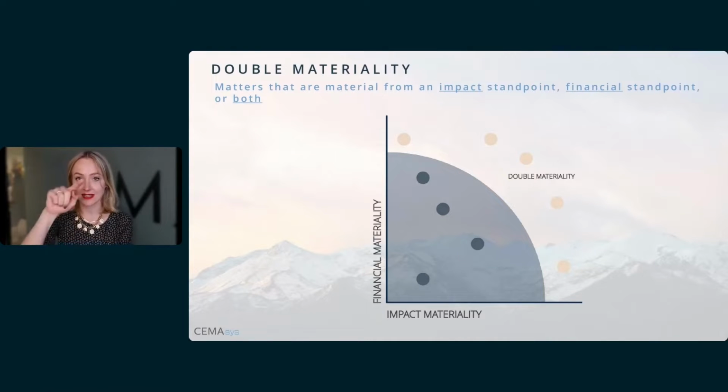So you probably see that it's a bit of a circle. That means that even if something is not financially material, but it's very impact material, it shall still be reported on. So that comes back to material from either impact or financial or both.